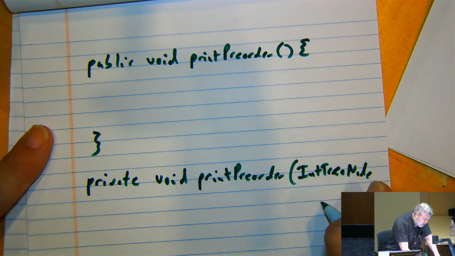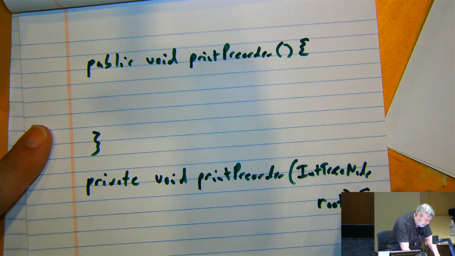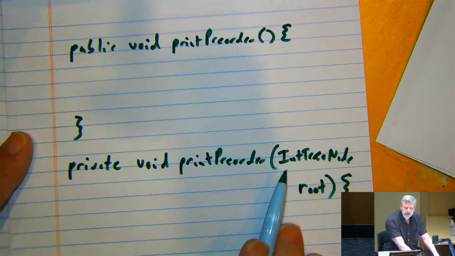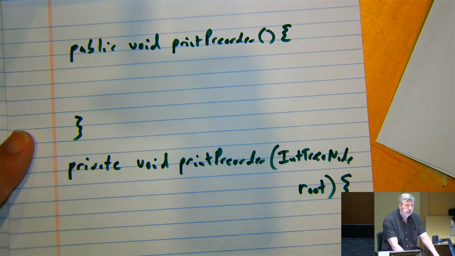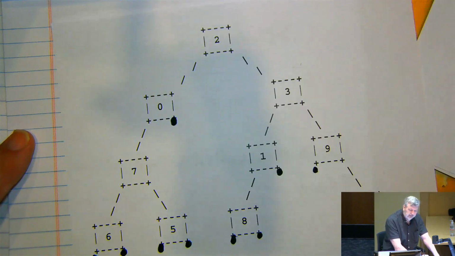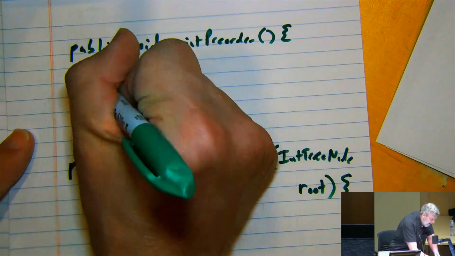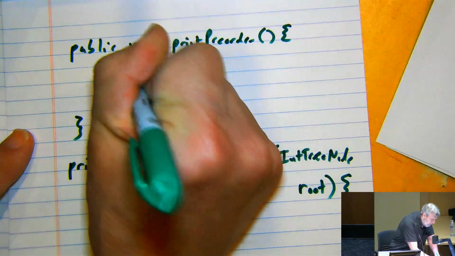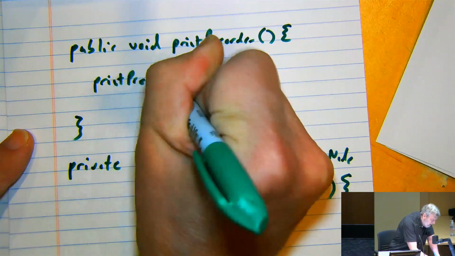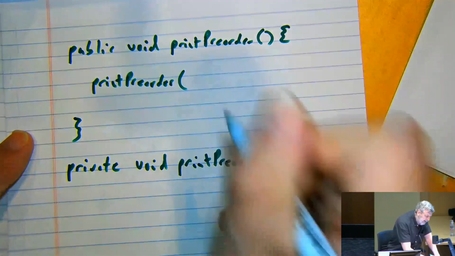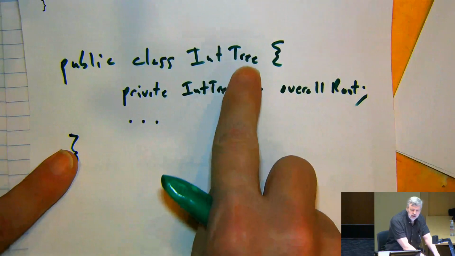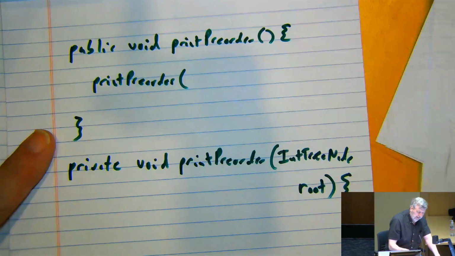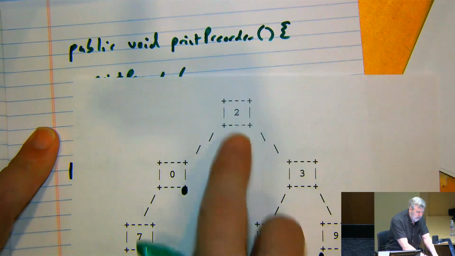So I'm going to say int tree node root. I want to have a version of this method where I can specify the root. And I mentioned to you that often the key to getting a recursive definition right is coming up with the correct parameter passing. So we're going to have a call in here where we're going to call print preorder. We're going to get the whole thing started by passing it what do we know of in our class? Well, remember that in the int tree class we have something called overall root that's keeping track of a reference to what's at the top.